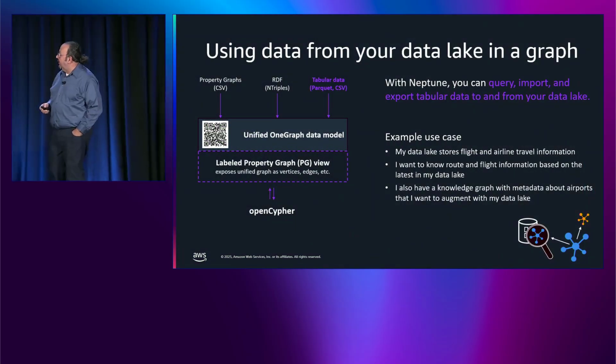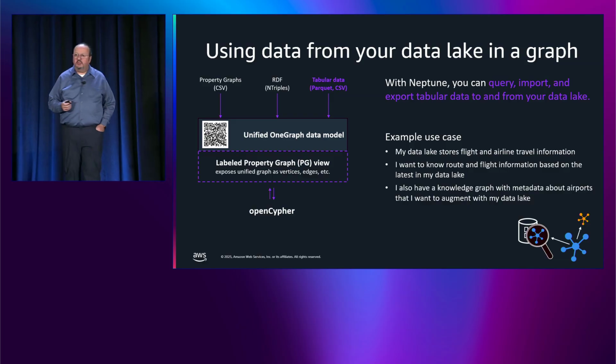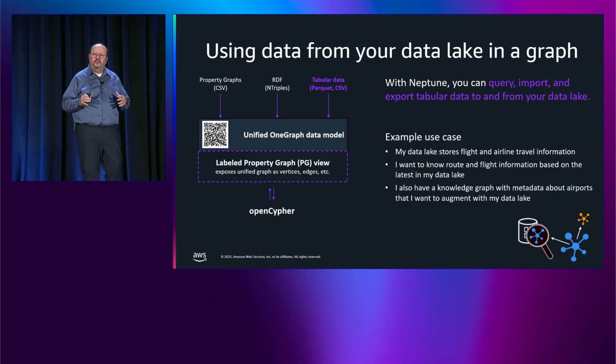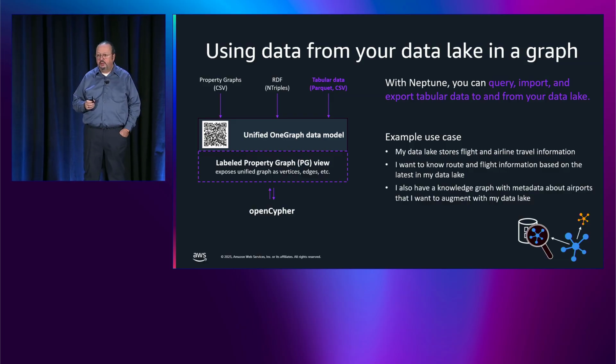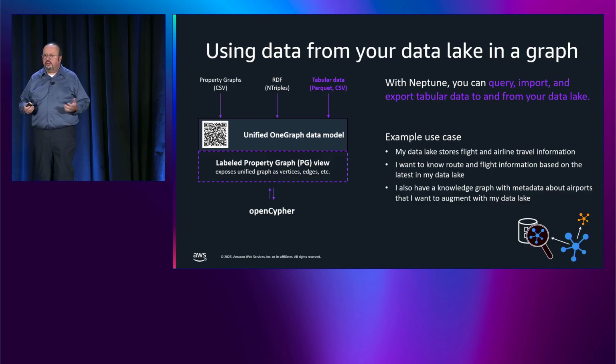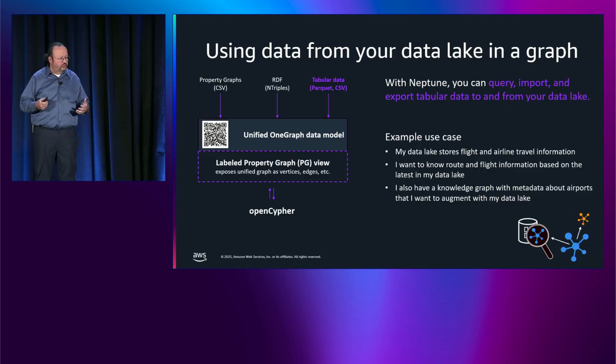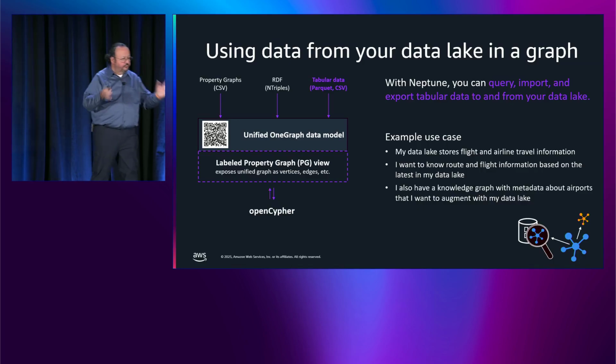So Neptune Analytics is built on top of a unified graph data model. It's called One Graph Model, and it's a logical model that unifies both property graphs and RDF, so that you can actually load both RDF data and the property graph into Neptune Analytics. So you could import your data, start your graph that way.